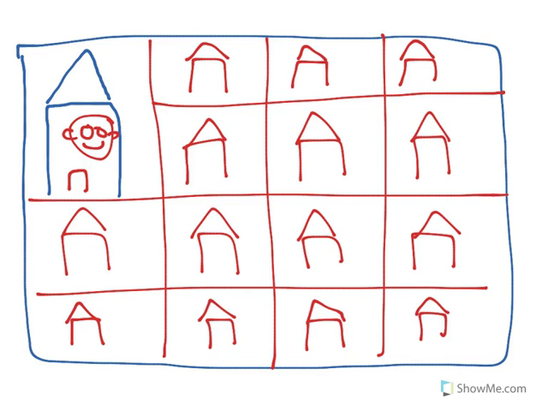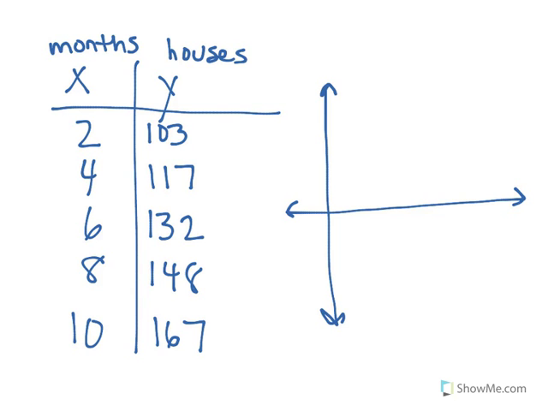So what I have is an example of some home sales at month X and how many houses have sold up to that date. You can see these numbers are always increasing. But at first, after 2 months, you can see it got to 103 already. But 2 months later, it's only up to 117. And so the rate of increase starts to slow down.